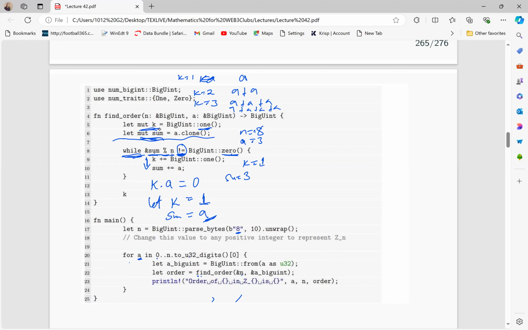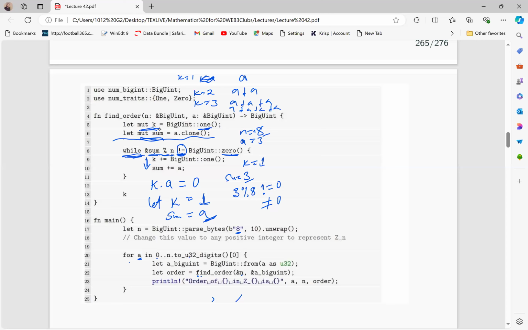In our case, the sum is 3, and our n is 8. So when you take 3 divided by 8, this is not equal to 0. This is how Rust writes it. In mathematics, we would have just written that. So this is not equal to 0, because 3 divided by 8, the remainder is not 0. The remainder is 3.